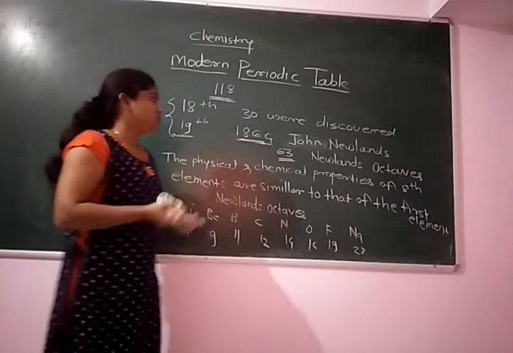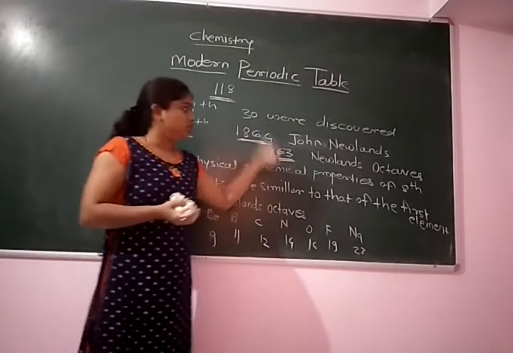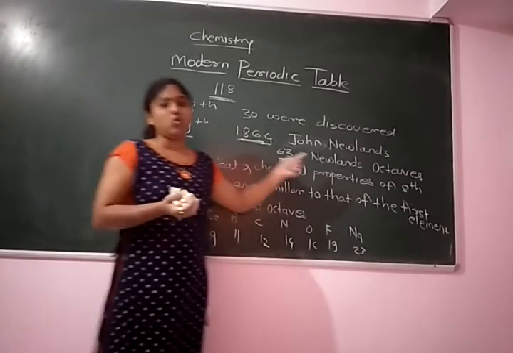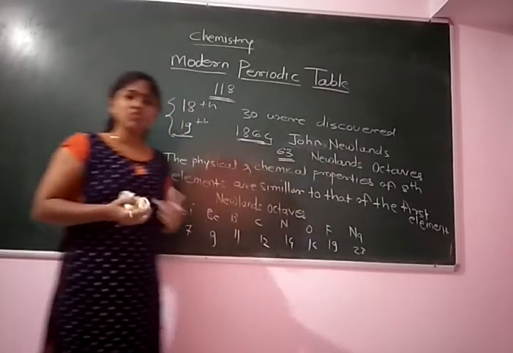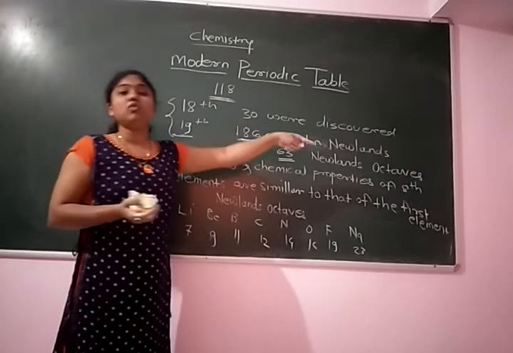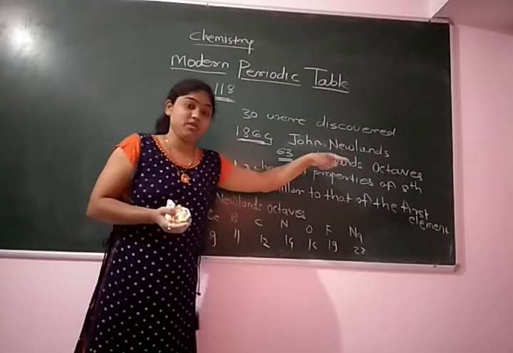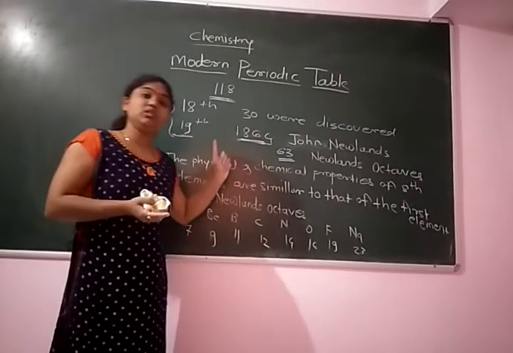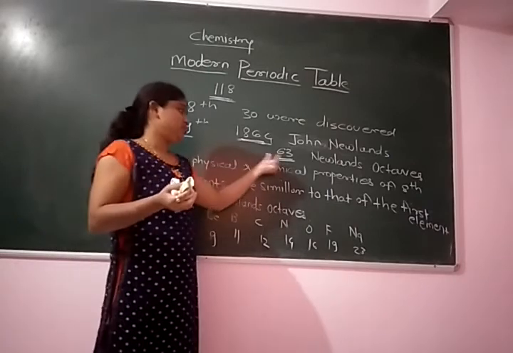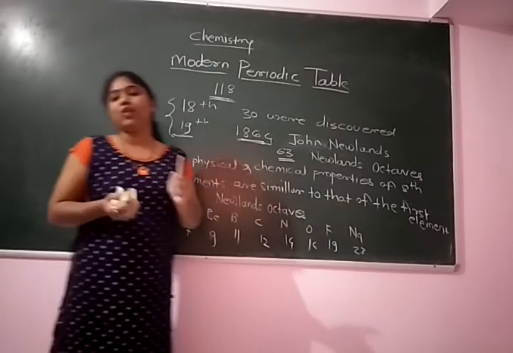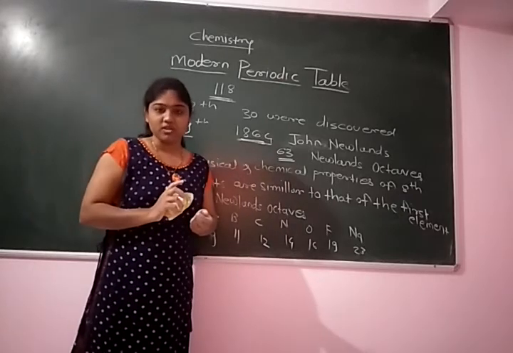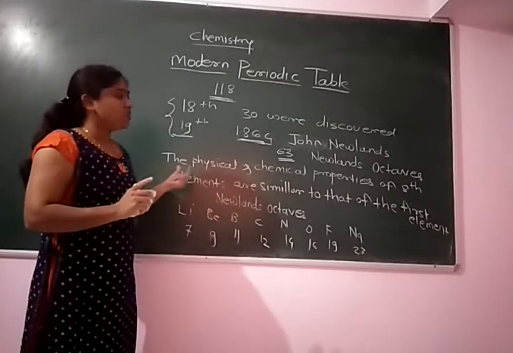After that, in 1864, John Newlands, an English chemist, found Newlands' octaves. He gave his name to it, that is Newlands. Okay, he found the octaves, so Newlands' octaves. So at the time of Newlands, 63 elements were discovered. So he arranged these elements in the increasing order of their atomic weights on the basis of their physical and chemical properties, and he stated Newlands' octaves.